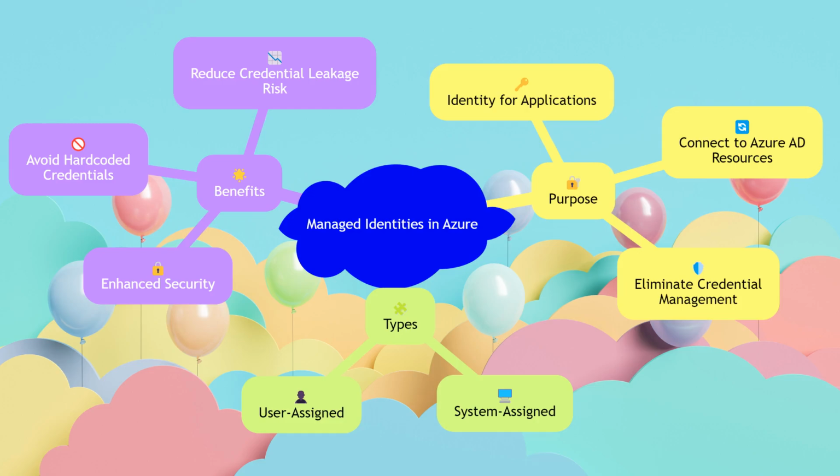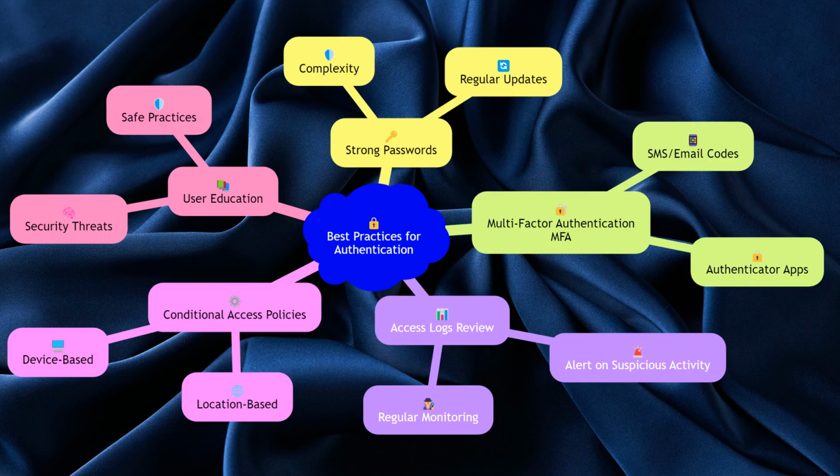Managed identities in Azure provide an identity for applications to use when connecting to resources that support Azure AD authentication. This eliminates the need for managing credentials in your code. There are 2 types of managed identities: system-assigned and user-assigned. By using managed identities, you can enhance the security of your applications by avoiding hard-coded credentials and reducing the risk of credential leakage. Implementing best practices for authentication is crucial for securing your applications.